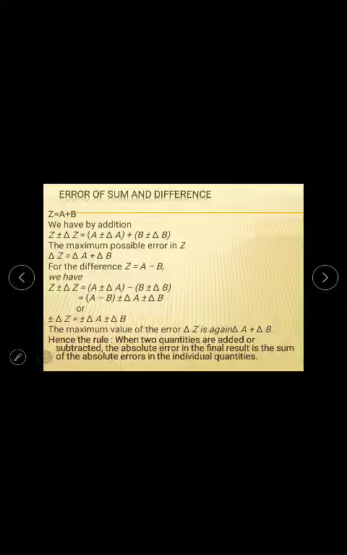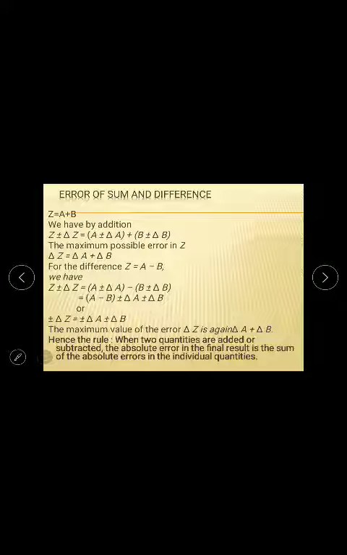Hello students, today we are going to study error of sum and difference, error of product and quotient, and error of raised power. So firstly we are going to study error of sum and difference. Suppose the two physical quantities we have taken here are A and B. Their measured values are A plus minus delta A and B plus minus delta B. So what is delta A? It is the absolute error of A and delta B is the absolute error of B.